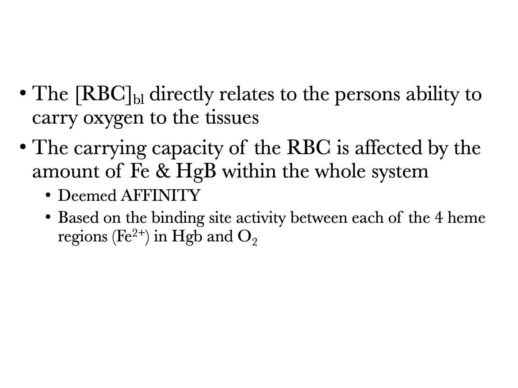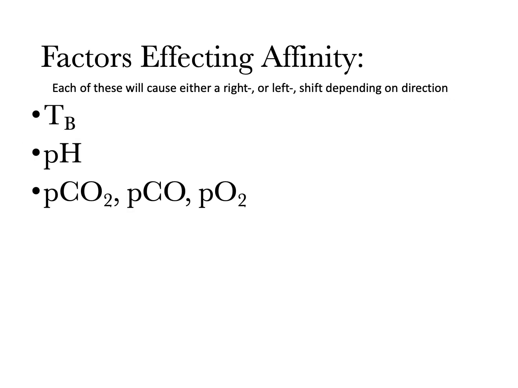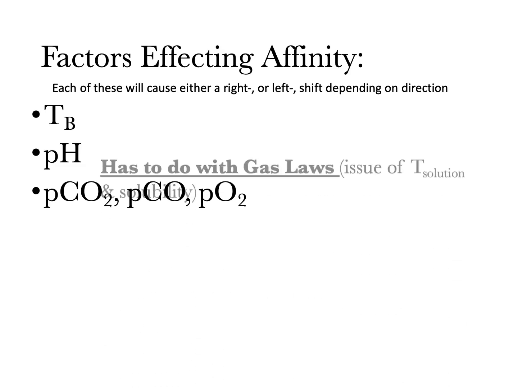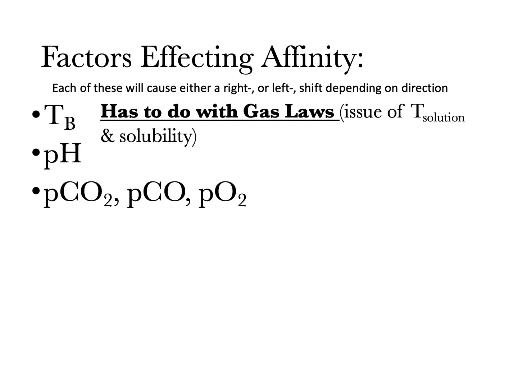There are a host of factors that are going to impact this affinity in what's referred to as a right shift, left shift direction within the hemoglobin affinity curves. These factors include body temperature. The change of body temperature is going to directly change the solubility of the plasma, and it's going to directly impact the gas laws as it relates to the solubility issues.